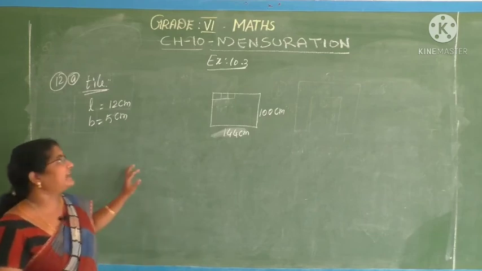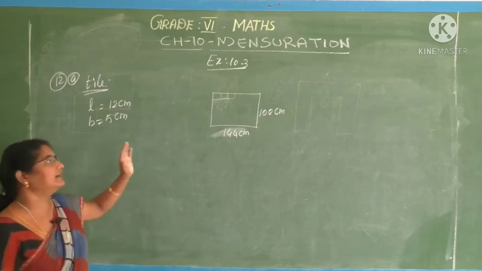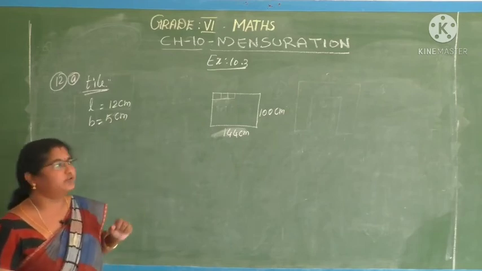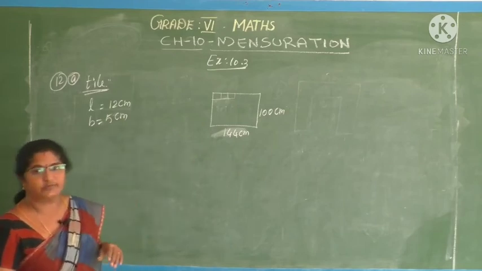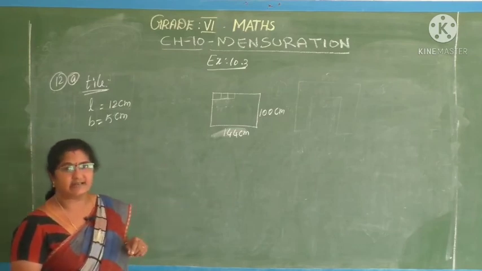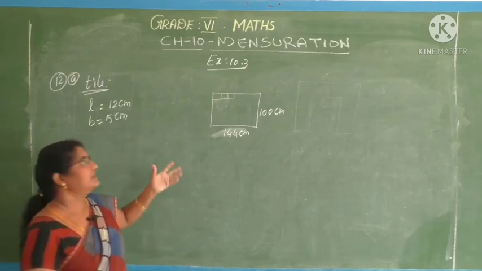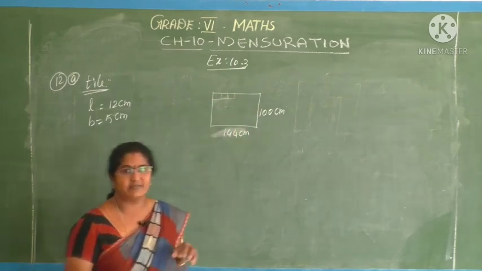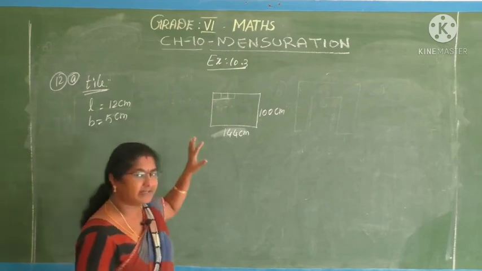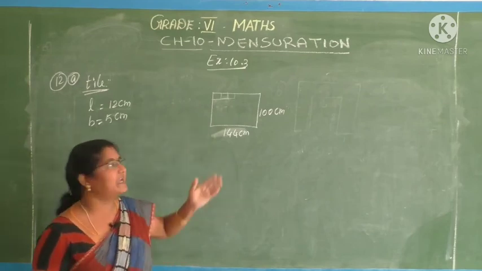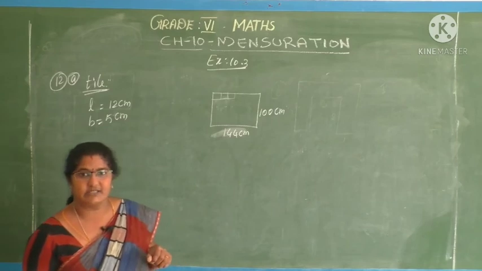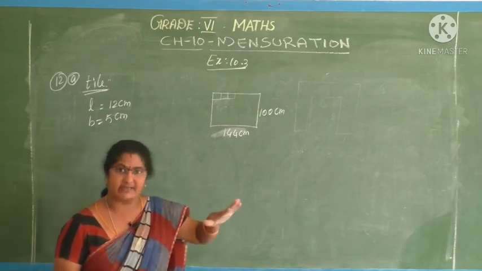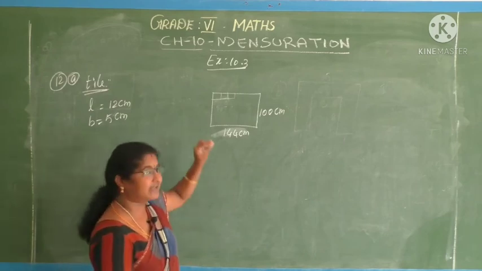We have to fit rectangular tiles in a rectangular region. How many tiles are needed to cover the complete floor, the complete rectangular region? The full space we have to cover with the tile is the area of the rectangular region. In this area of the rectangular region, we have to fill the tiles.